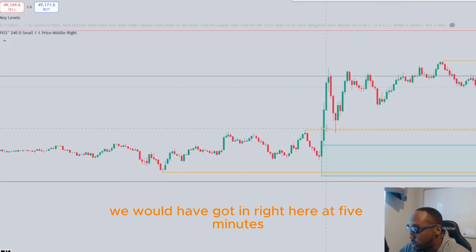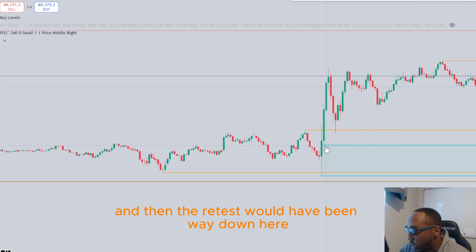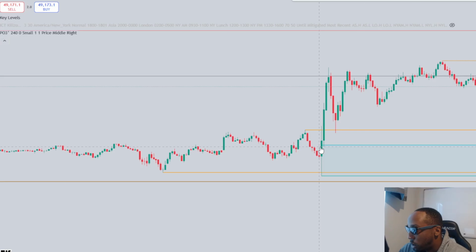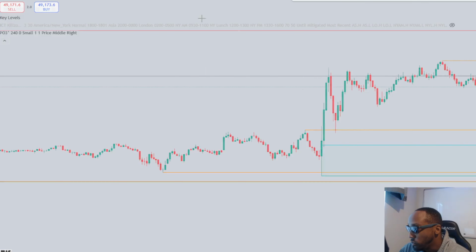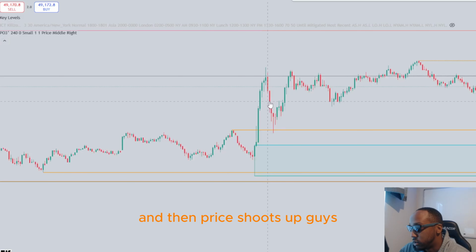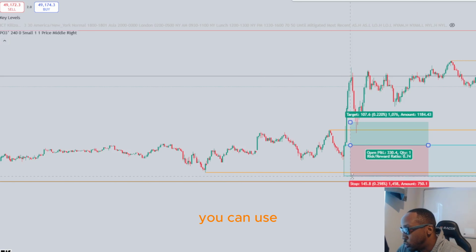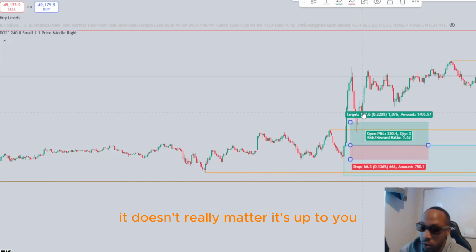We would have got in right here at 5 minutes, and then the retest would have been way down here. Not only did we get in right here, but look at the retest. We have a retest, bam, come back down here. This is the retest, and then price shoots up, guys. You can use this level, or you can use this previous candlestick. It doesn't really matter. It's up to you.